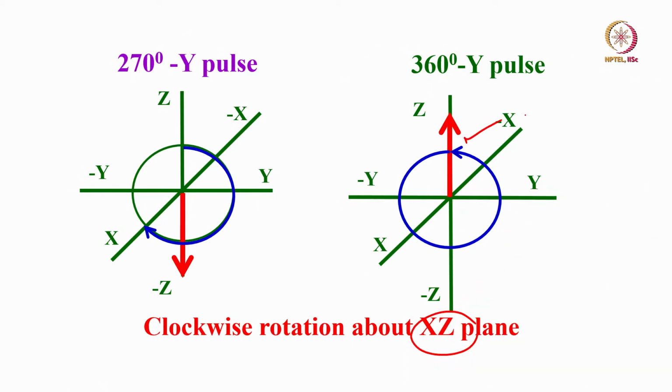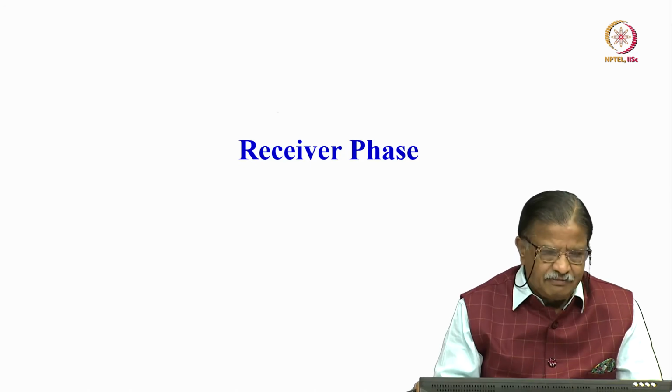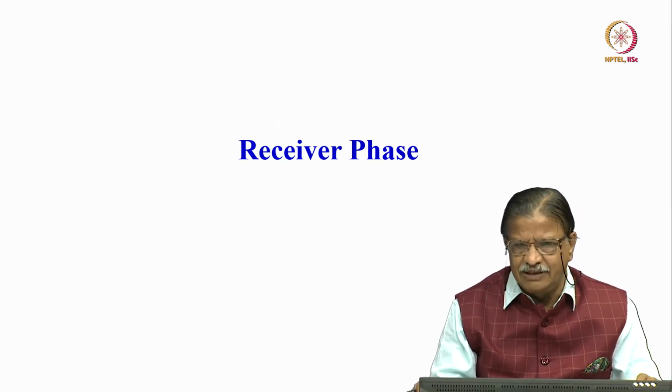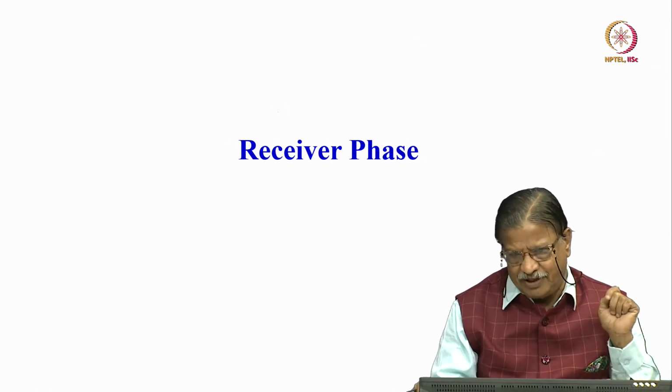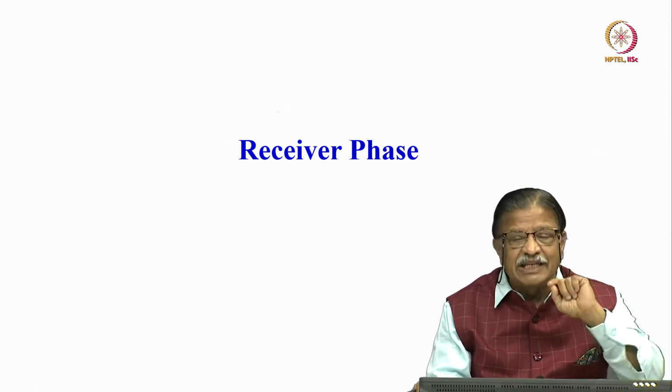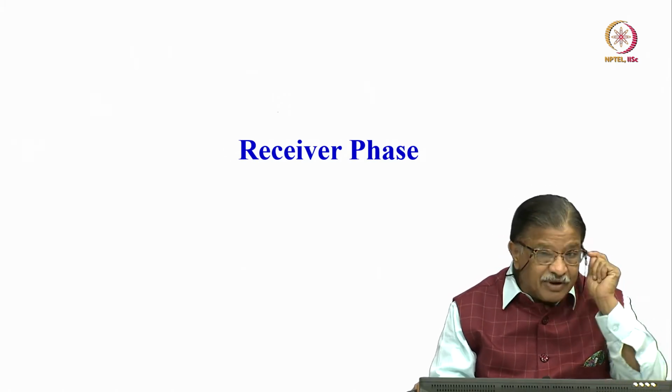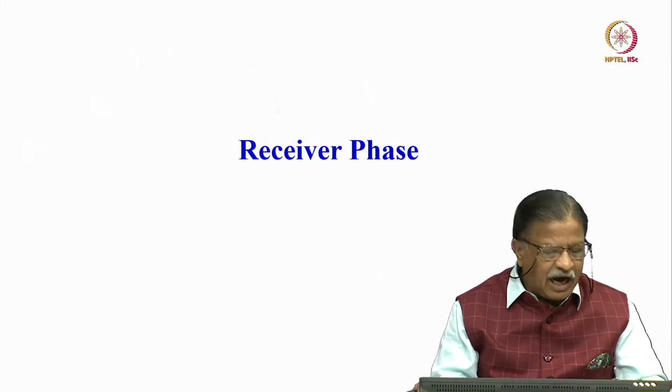Now, we have completely understood rotation about the X axis and about the Y axis when you apply RF pulses, and how the magnetization rotates. Now, I am going to introduce another thing called the receiver phase. You are applying the pulses along the X or Y axis, that is the pulse phase. You can also have a receiver phase, which concerns how you receive the signal.